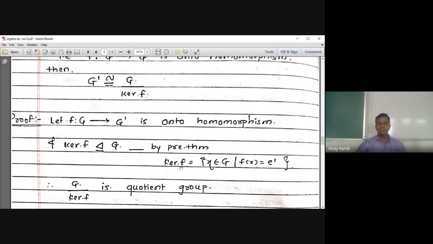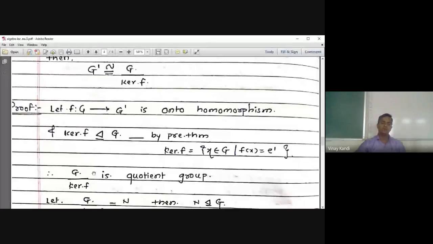So here is the definition of the kernel of f. The kernel of f is nothing but taking x from G where f of x, the mapping of that x, maps to the identity of G dash. Hence we find that G upon kernel of f, G by kernel of f, is the quotient group. Hence we define it like this.